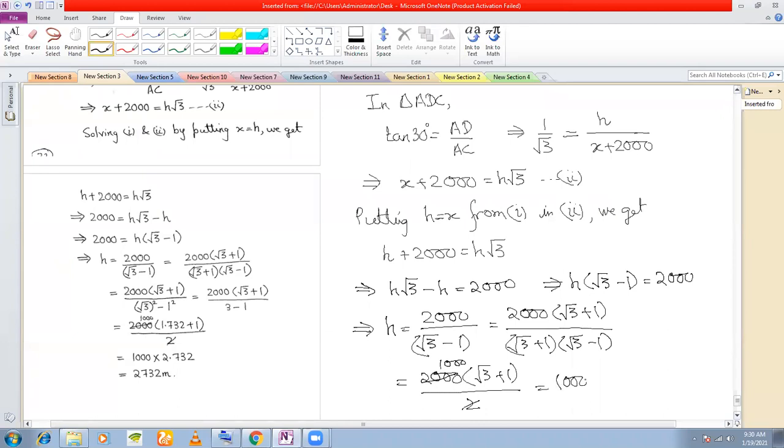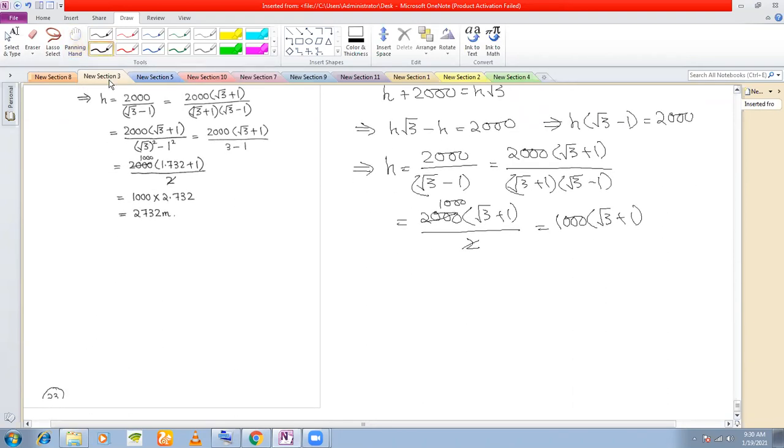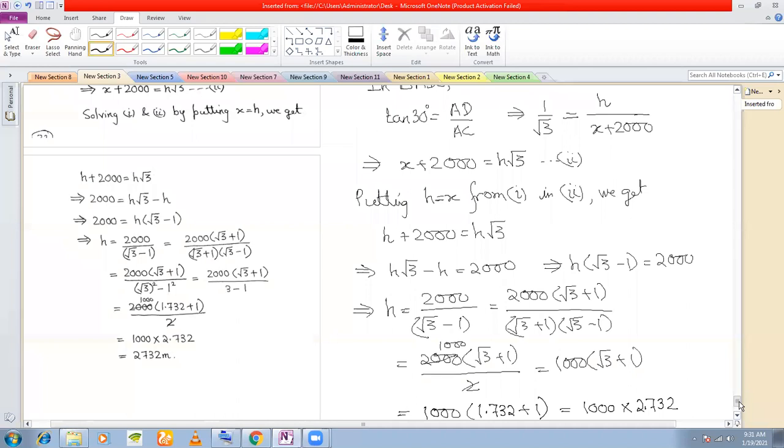Now you can simply put the value of root 3 as 1.732 and get the exact height. 1.732 plus 1, which is equal to 1000 into 2.732, which comes to 2732 meters. Since they have not said anything about the expression in decimals, it's okay. 2732 meters is the height of the aeroplane or the aircraft above the ground.